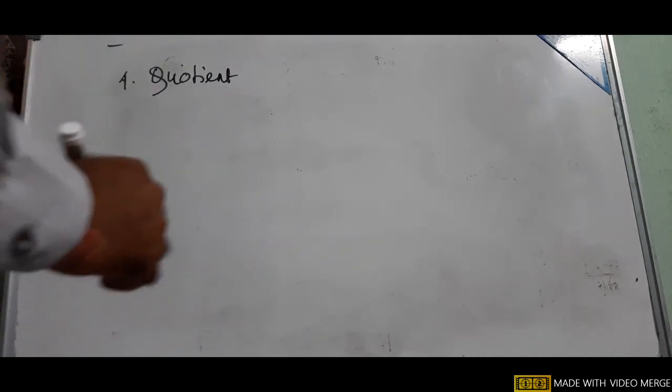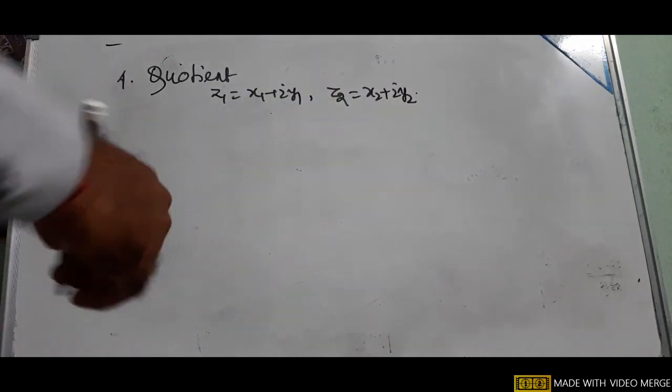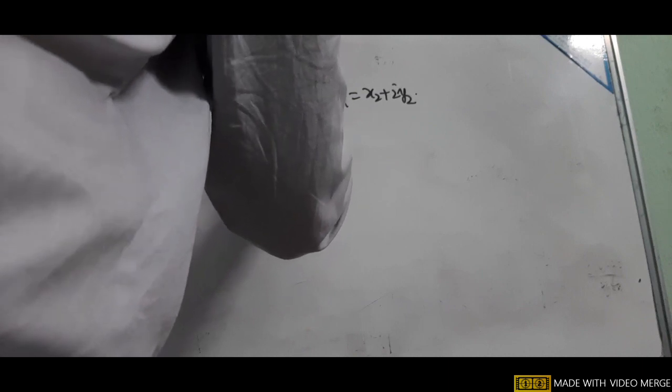Now if we find the quotient of two complex numbers geometrically, that is, if we have z1 equal to x1 plus i y1, and another complex number z2 equal to x2 plus i y2, and this is equal to r1 (cos theta 1 plus i sin theta 1), and this is r2 (cos theta 2 plus i sin theta 2).